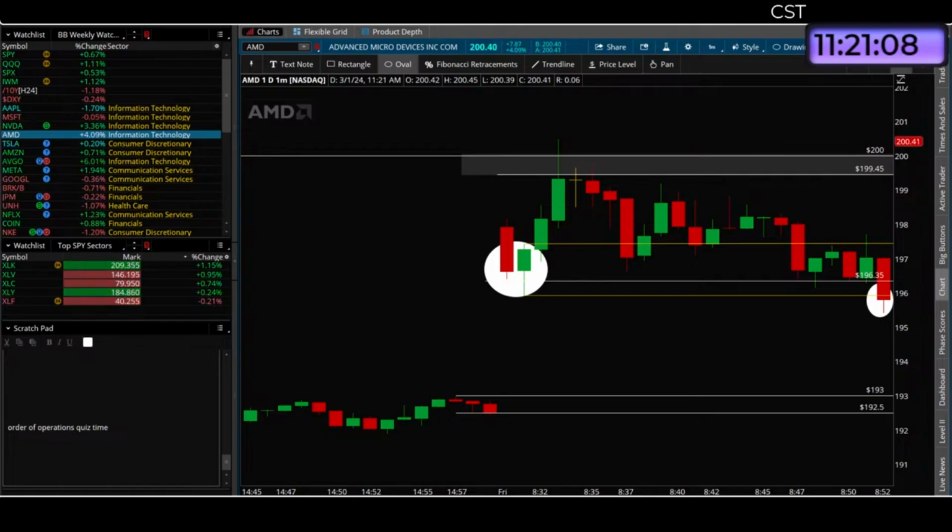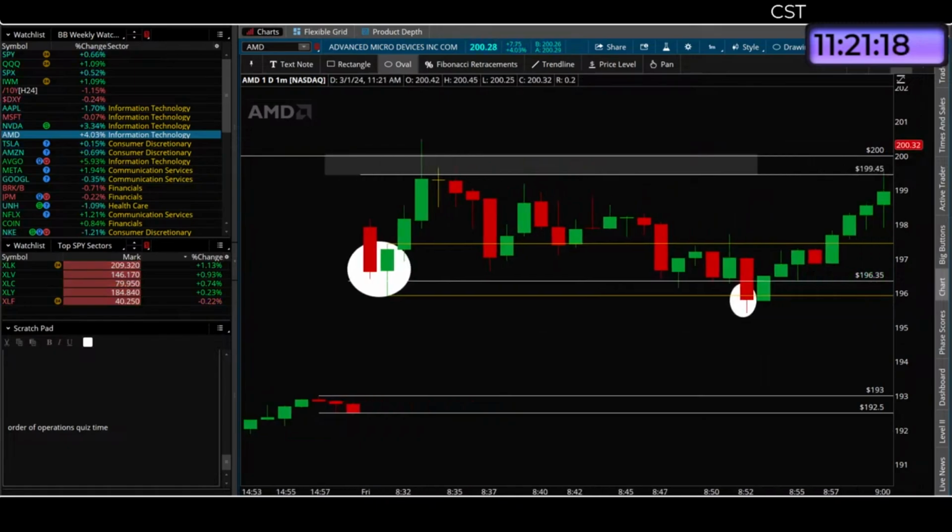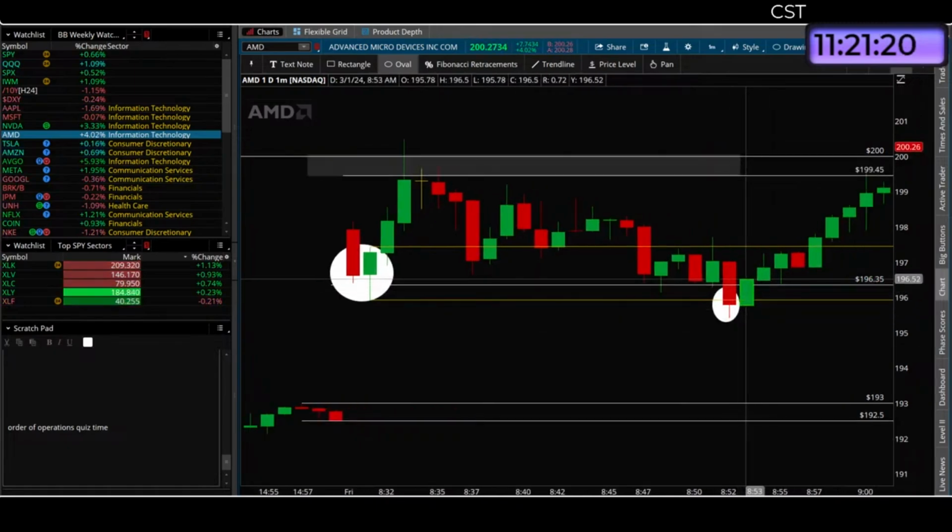But let's get back to the order of operations. So we closed under. You guys all said we're bearish, but we need a little bit more information. Let's see what happens next. A close over happens. What do we know about that? What do we know about closing over levels that were just lost as support?